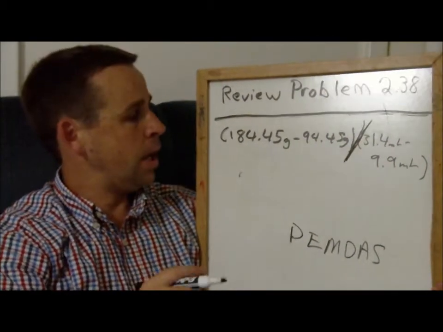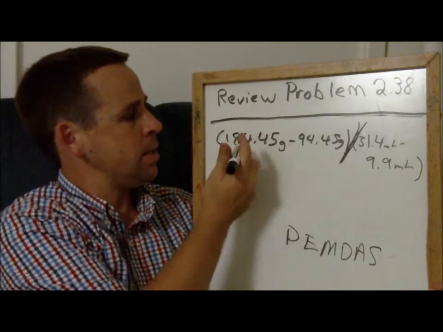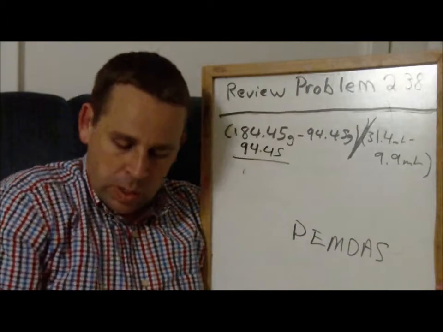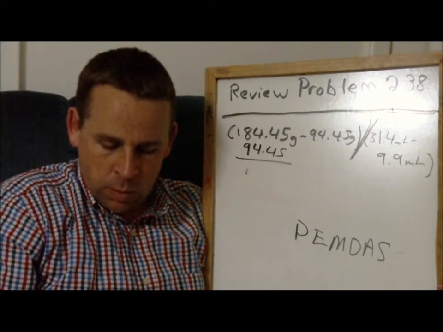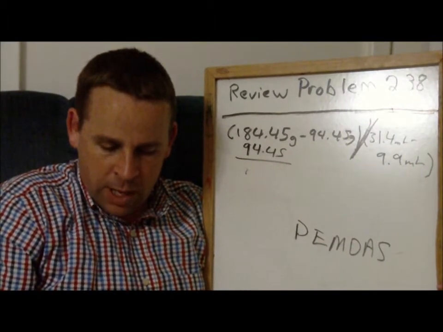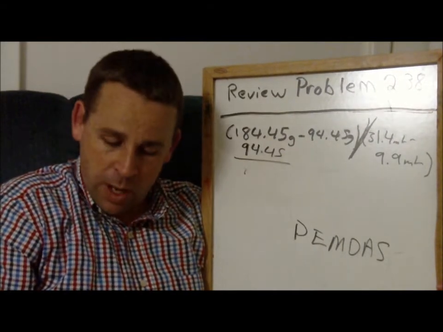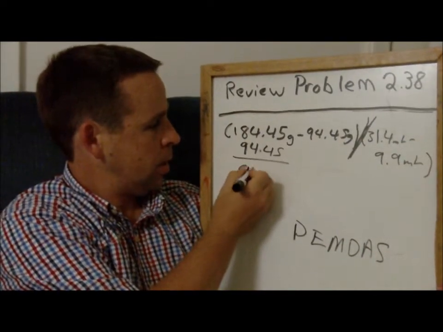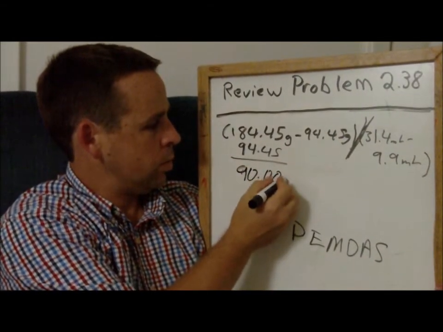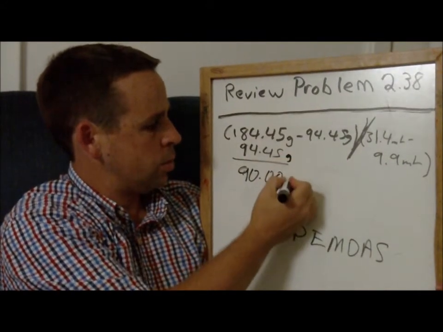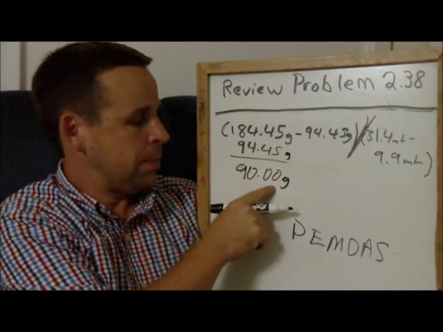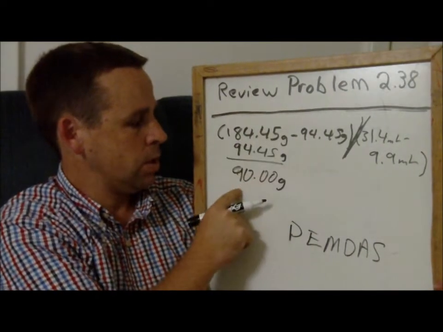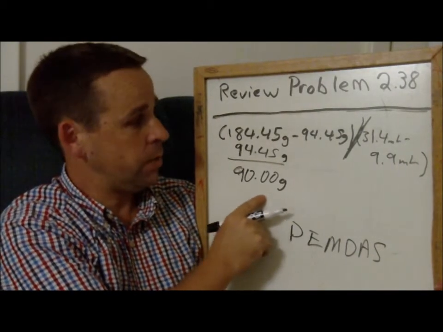Okay, so 184.45 minus 94.45. I'm going to line up the decimal points again. That's 90.00, and this was grams, so the answer is grams. I keep those 2 digits beyond the decimal point because there are 2 digits beyond the decimal point on both of these. So there are still 4 significant figures here.